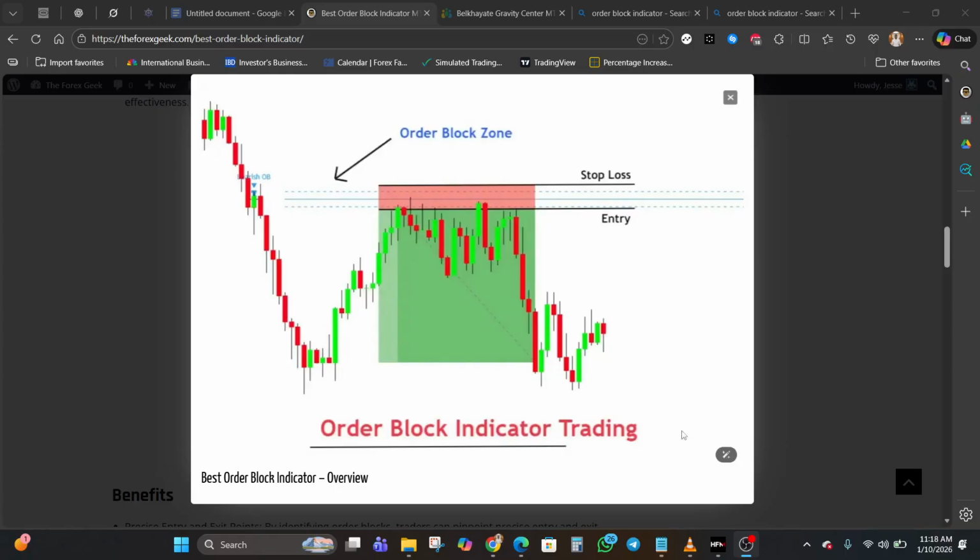Okay, so order block trading is quite interesting. You can try it out, and who knows if you will start using it as your new strategy. Okay, so this is a very straightforward strategy.